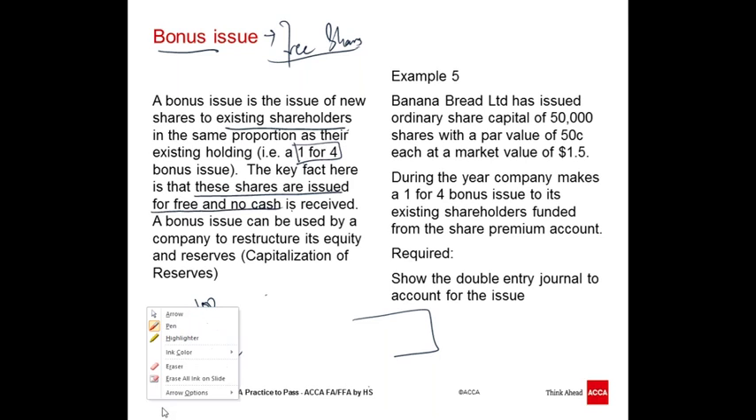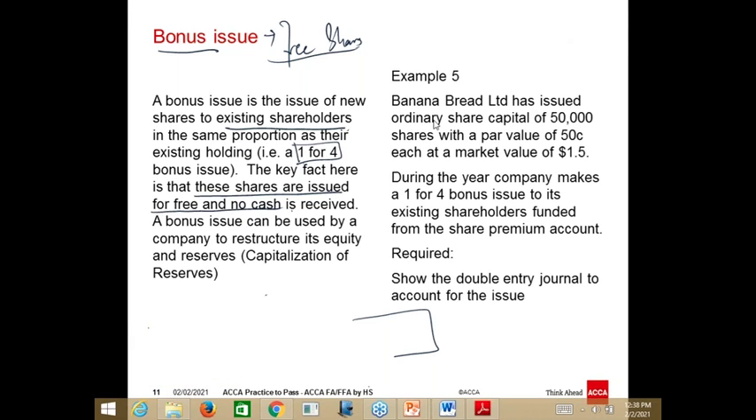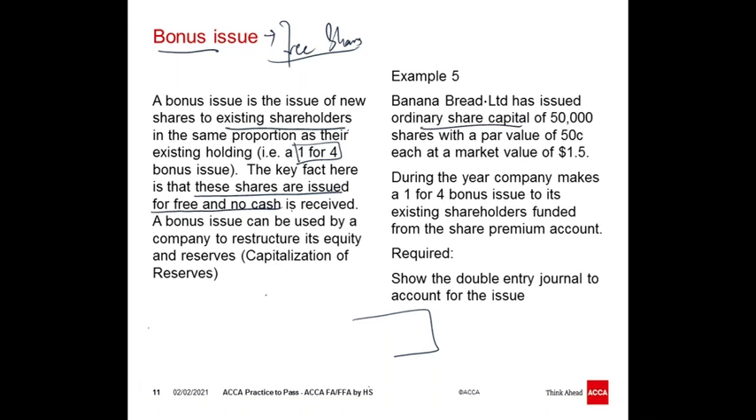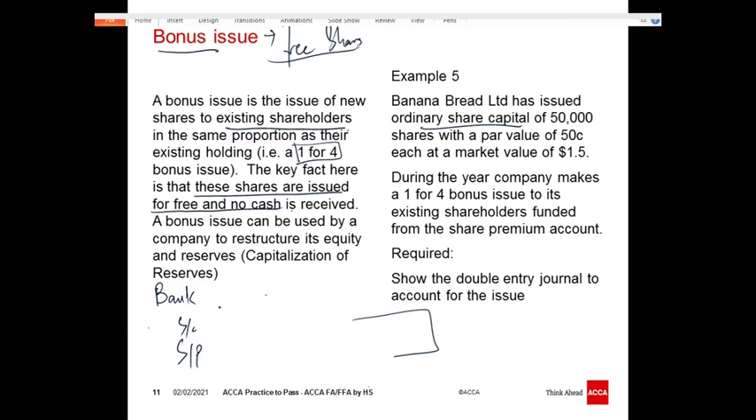So I want all of you to make accounting entries of both the transactions. The first transaction is Banana Bread Limited issued ordinary shares of 50,000 with a par value of 0.5 at a market value of 1.5. The accounting entry will be cash and bank debit, share capital and share premium credit. So the amount will be 50,000 into 1.5, which is 75,000. Par value 0.5, so $25,000 goes to share capital. The excess amount will go in the share premium.